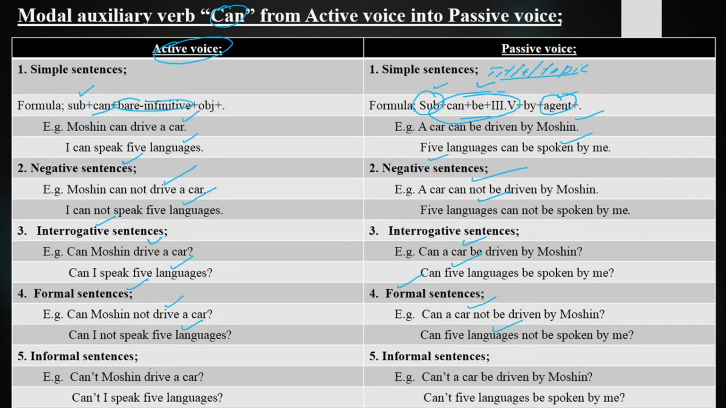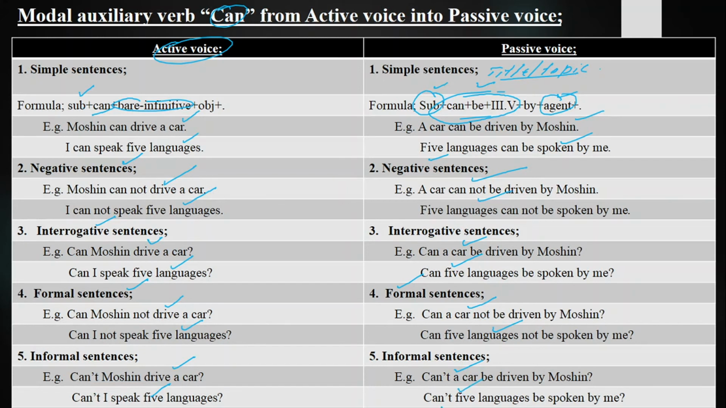Informal sentences, those sentences in which we ask a question and deny the statement, and we ask them in an informal way, in a friendly atmosphere. We use it with our youngers, juniors, or with our friends. Like cannot, when it comes together, you will be changing it into the contracted or short form can't. Can't Mohsin drive a car? Can't a car be driven by Mohsin? Can't I speak 5 languages? Can't 5 languages be spoken by me?